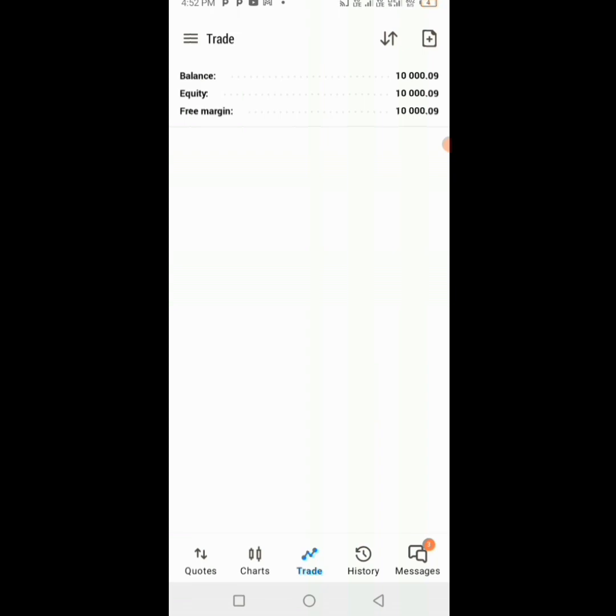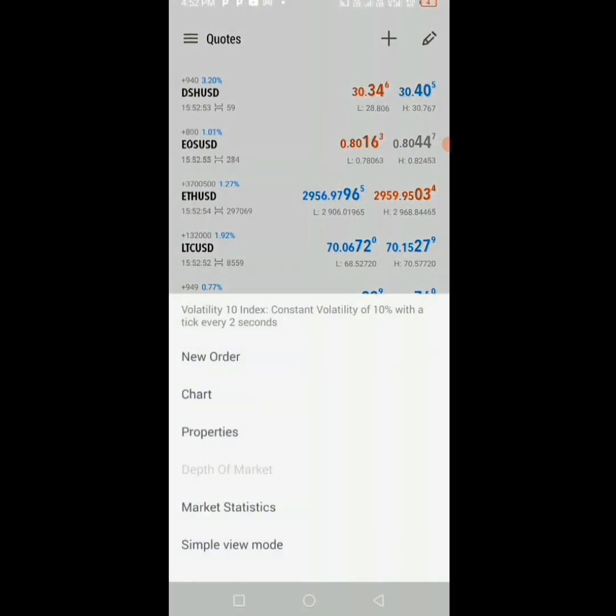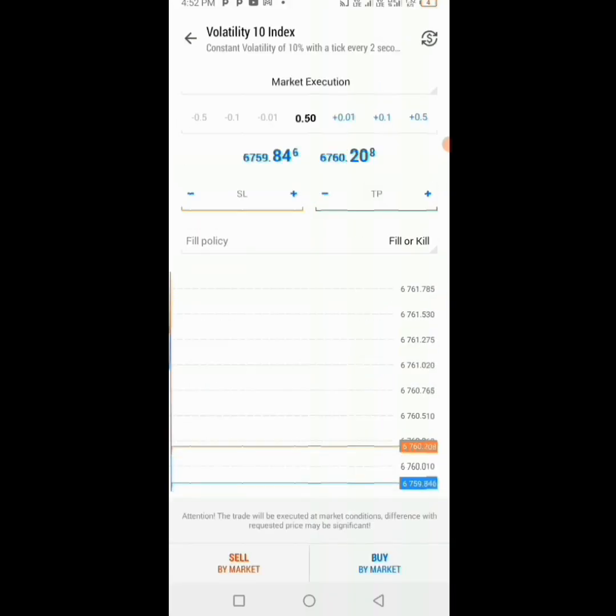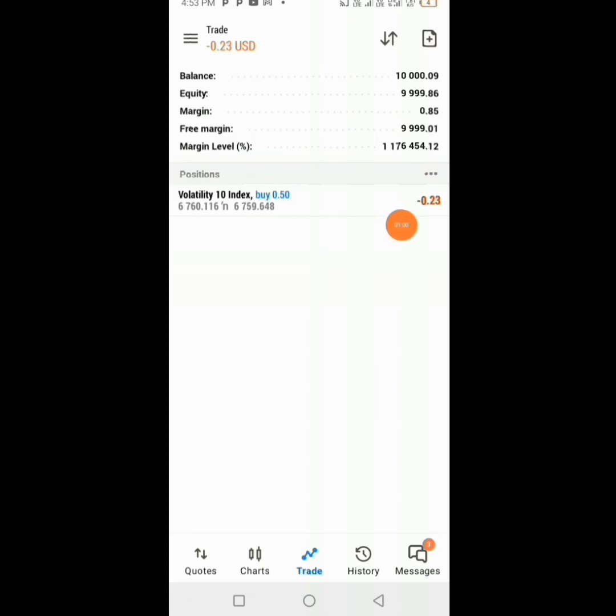If I'm on a minus, on a loss, it's still my equity. So equity is an addition or subtraction from our balance. Let me place a trade and show you what I'm talking about. Since I've placed a trade, this is my equity, and this is my balance. My balance is 10,000. If I close this trade on a loss, it will reflect in my equity, and my balance will then be similar to my equity.